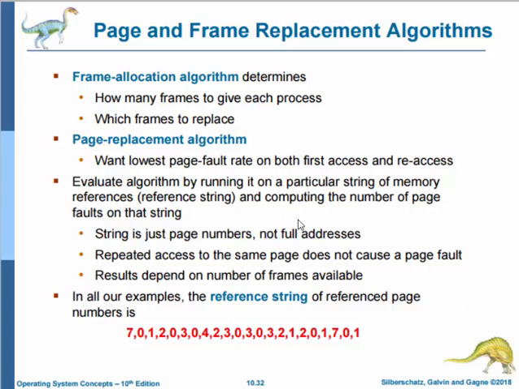So evaluating the algorithm is done by running it on a particular string of memory references, which we call the reference string, and we compute the number of page faults on the string. Alright? Now, we can generate reference strings artificially by using a random number generator, for example. Or we can trace a given system and record the address of each memory reference. So the latter choice produces a large amount of data, on the order of 1 million addresses per second.